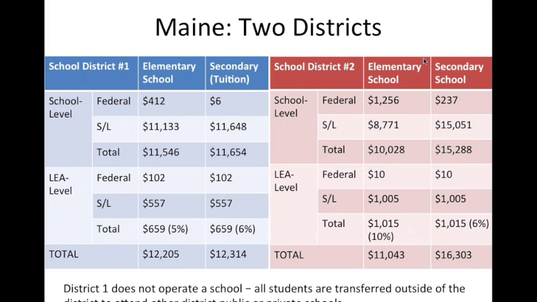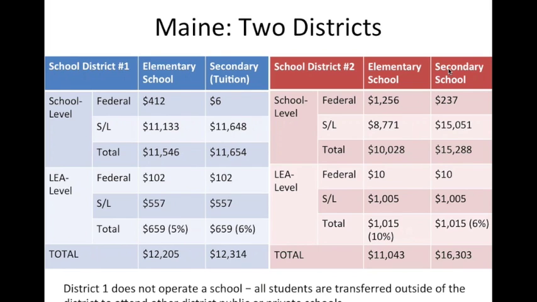So we have a bunch of school districts that either don't operate an elementary school or don't operate a secondary school, or they don't operate either, and then they tuition their students out to other school districts. So my challenge was how do we account for the funds that are being spent on students at a different district, because they're all being tuitioned out.